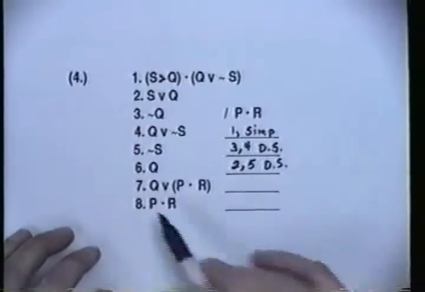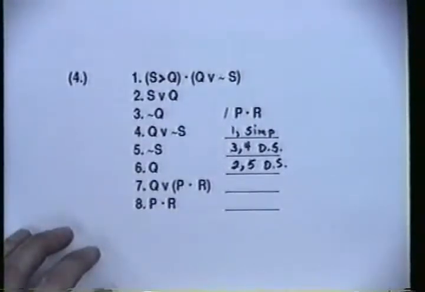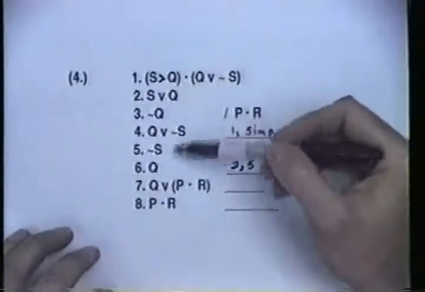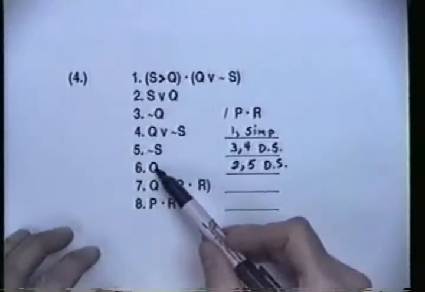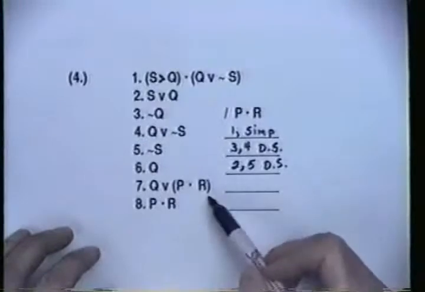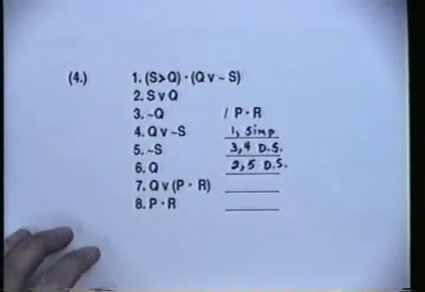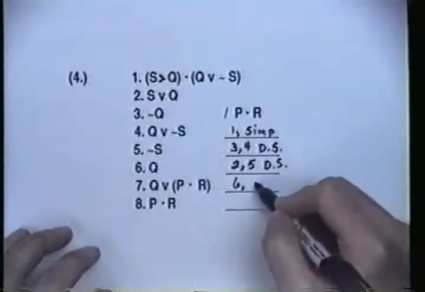Now, how do we get to Q or P and R? Well, you might need to think about this for a moment. We don't have any P or R in here. This is a kind of funny problem, isn't it? But you should remember the rule addition. If you know Q, you can add to Q anything, including a complex such as this conjunction. So 7 we get simply from line 6 and addition.